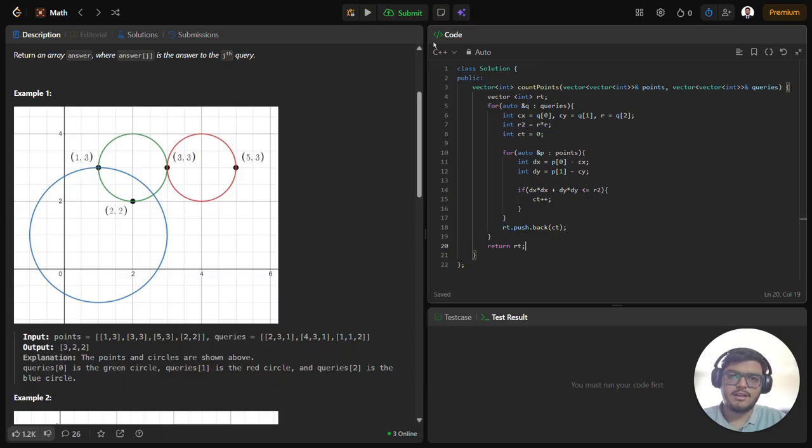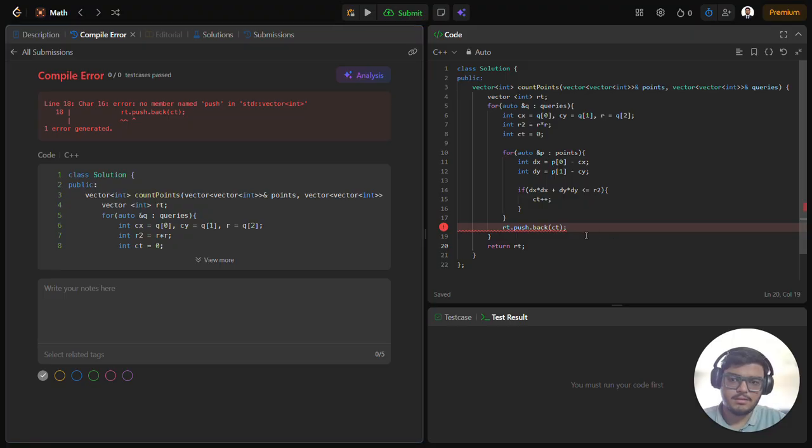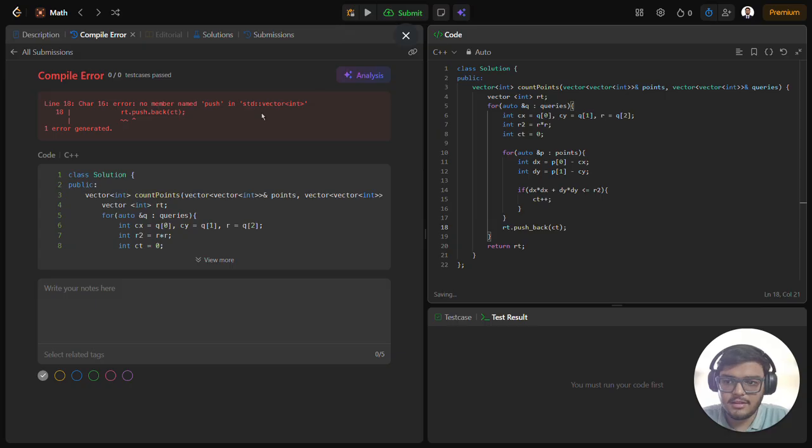Correct. Let me hit the submit button so you can know whether this is a correct solution or not. Wait a second. Sorry guys for the error. I guess there is no dot, there is an underscore in push_back. Let me hit the submit button again so we can have the correct one.